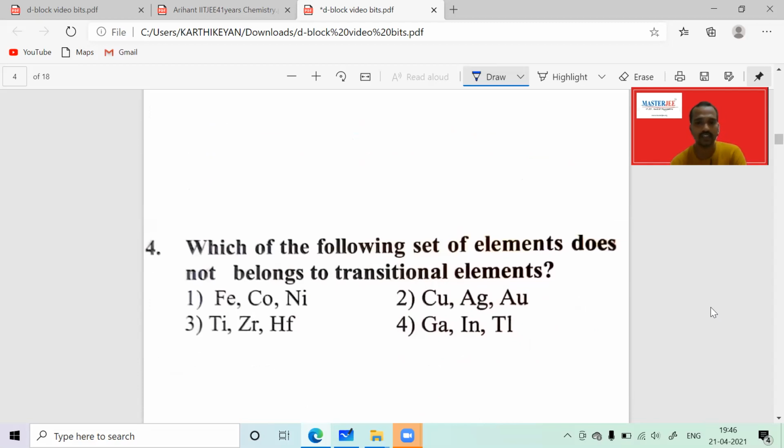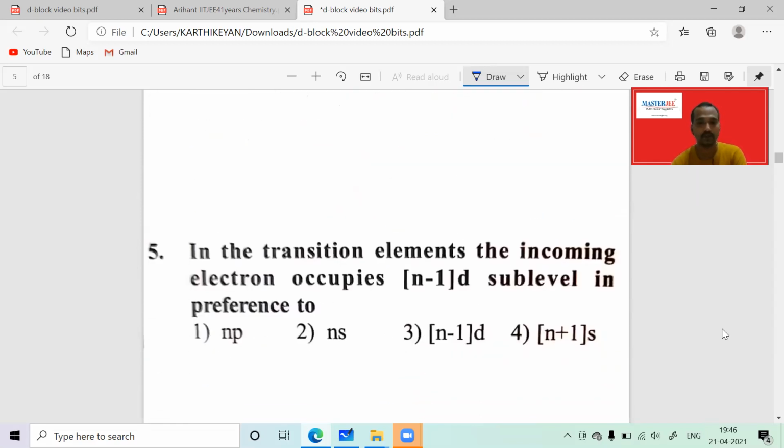Which of the following set of elements does not belong to transition elements? Iron, cobalt, nickel: transition elements only. Copper, silver, aurum: transition elements only. Titanium, zirconium, hafnium: transition elements only. Boron, aluminum, gallium, indium, thallium are third A group elements. This does not come under transition elements.